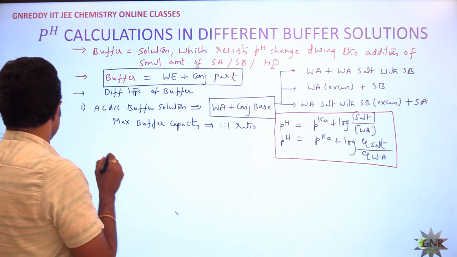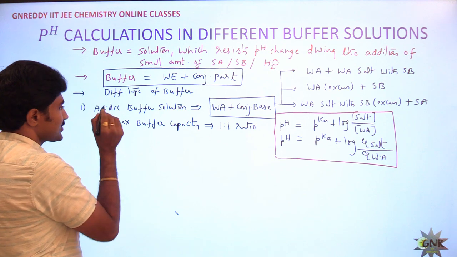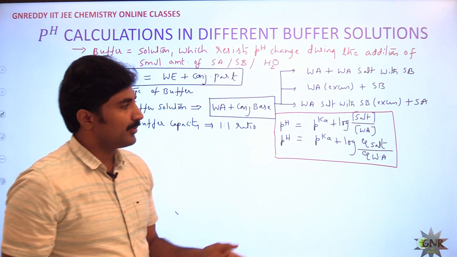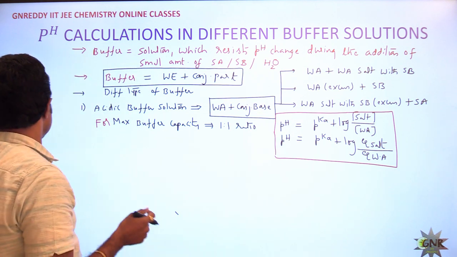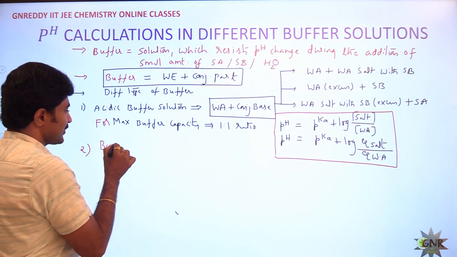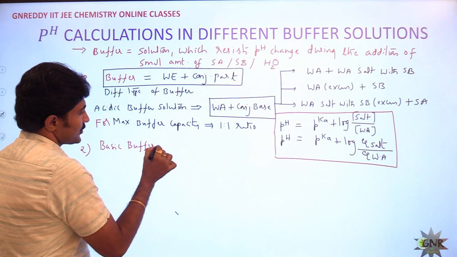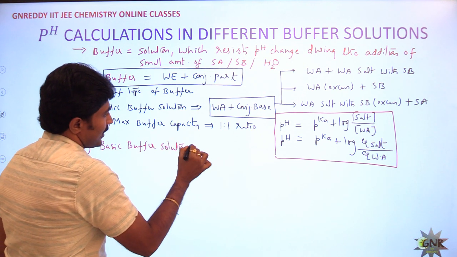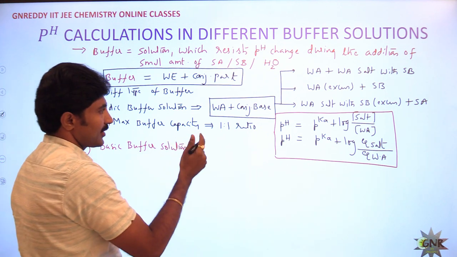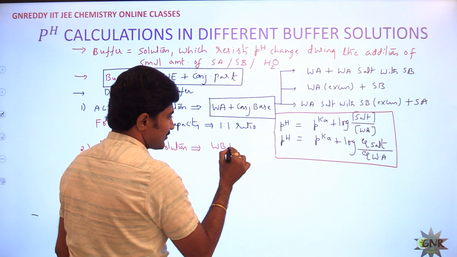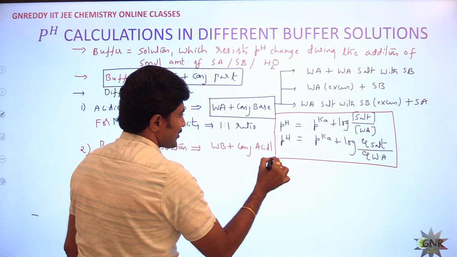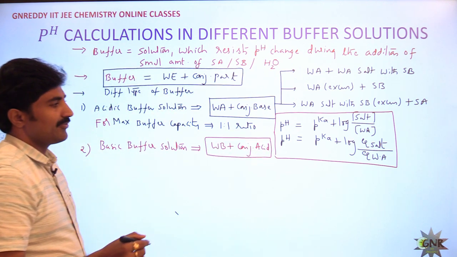For maximum buffer capacity, what is the condition? 1:1 ratio gives maximum buffer capacity. This is the data about acidic buffer solution. Similarly, if you take the basic buffer solution, you know what a buffer is: it is a combination of weak electrolyte and its conjugate part. Here the weak electrolyte is a weak base and its conjugate part is a conjugate acid. This combination makes the basic buffer solution.